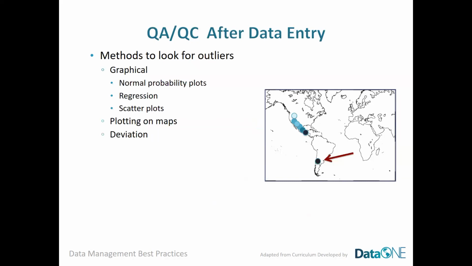Another method for identifying outliers is using statistics. You can look at the deviation of a value, which is the difference between the observed value and the mean of that variable. And by subtracting values from the mean of the data set, the presence of outliers or faulty data points sometimes can become more apparent.